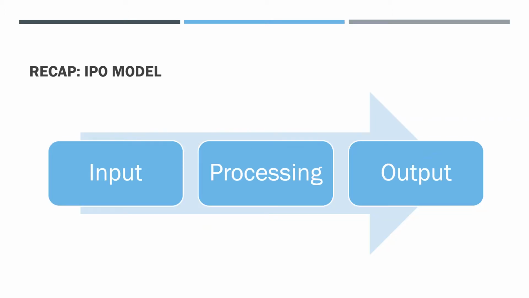Let's briefly recap. The Python programs we've made so far use the IPO model. That is, we input some values from the user. We process or alter those values in some way, and then we output the result.